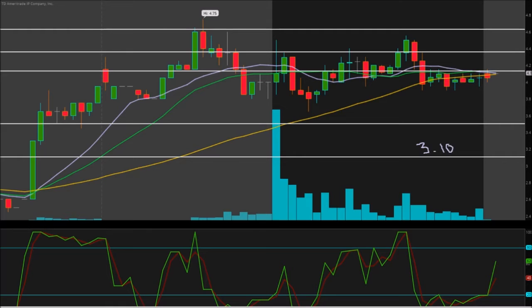$3.10. Next line right above that, $3.50. Next line above that, and getting into our candles, is $4.13. Moving along, right above that one, we have $4.35. And then we have one more pivot point to go over. The very top of resistance is $4.63.